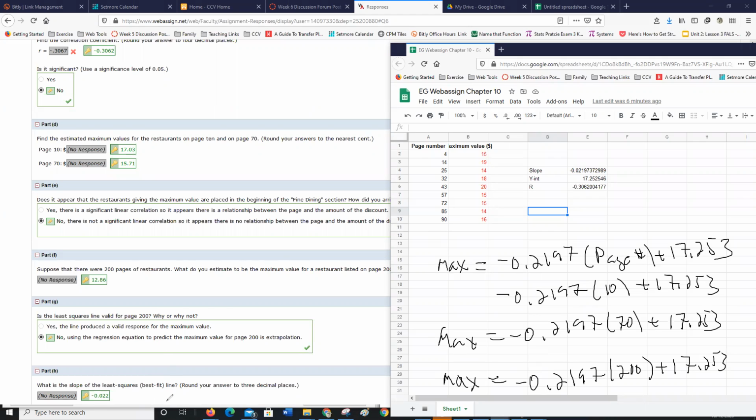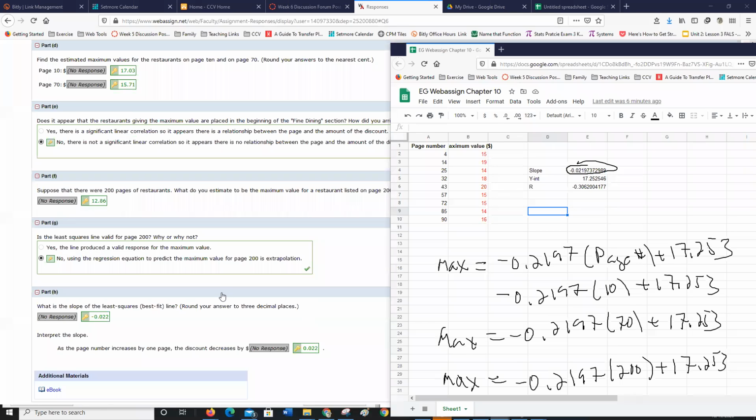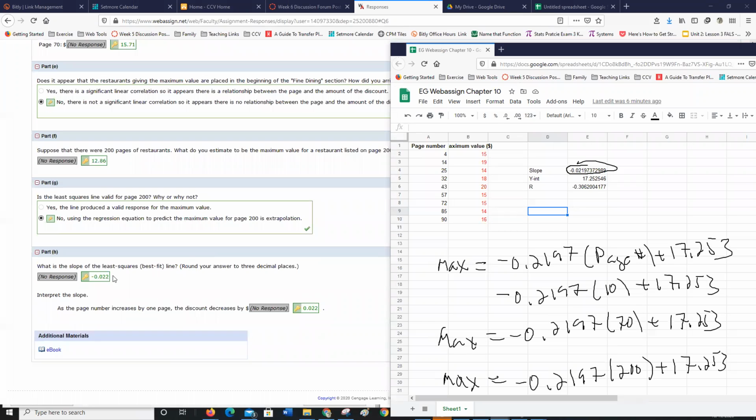And then what is the slope? Well, the slope is that, right? That's the slope right there, right? And what's the y-intercept? They didn't ask us. So basically it says as the number of pages increases, the maximum cost decreases because the slope's negative, right? So that's that. I guess do you need me to calculate those?